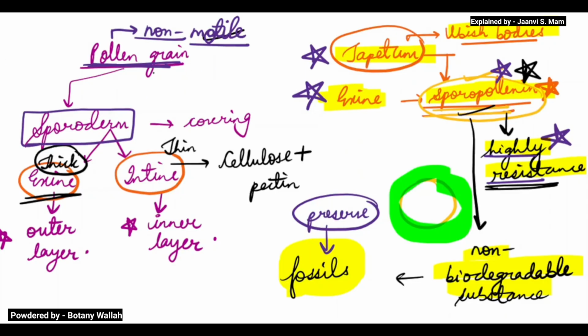The agent which will carry pollen, that is known as pollinator. The pollinating agent will come, which is known as pollinator, that will carry pollen grain from the male reproductive part to the female reproductive part. Okay, so this is about it.